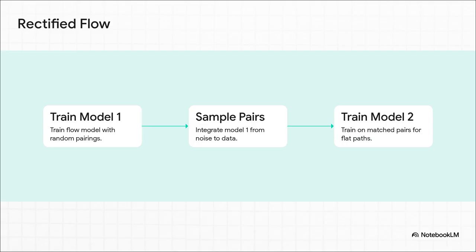The issue was that straight-line flows learned by the model often curved slightly because multiple different starting points could accidentally map to the same noise. To fix this, you iteratively straighten the learned paths. First, you train a flow model on random pairs. Second, you sample new pairs by integrating that first model from noise to its landing data. And third, you train a completely new model on these newly paired examples. Because these pairs are now ODE matched, the line between them is genuinely, mathematically flatter.